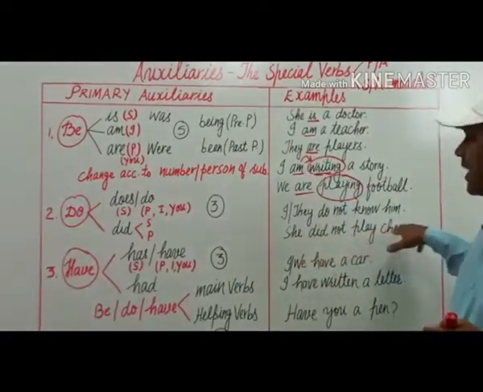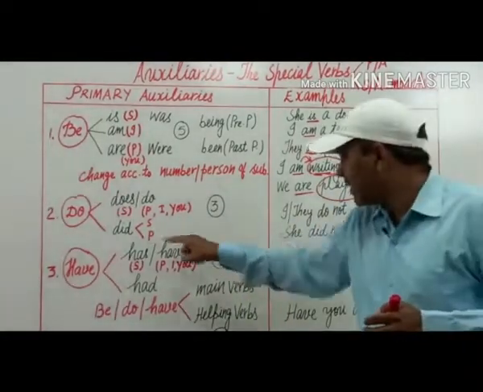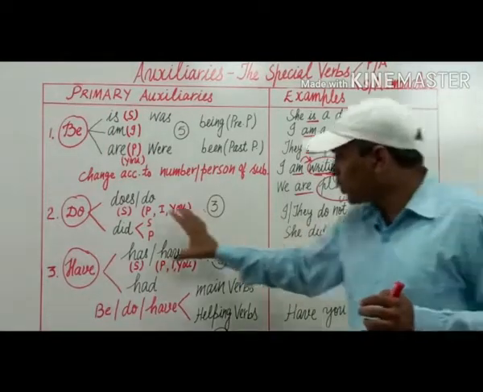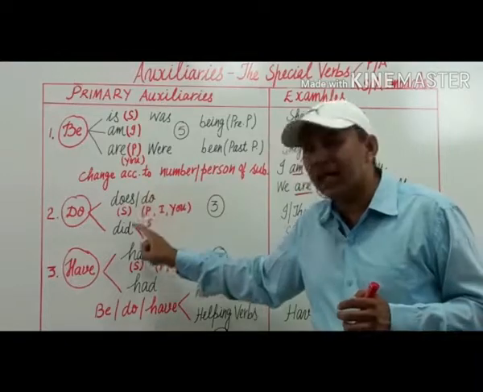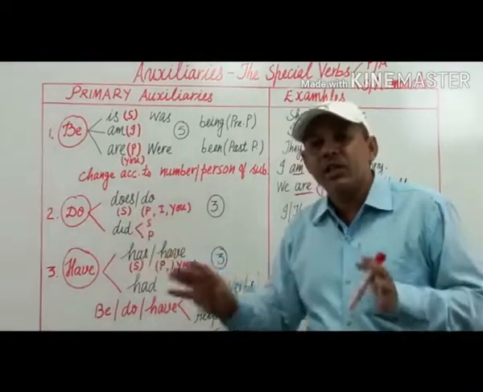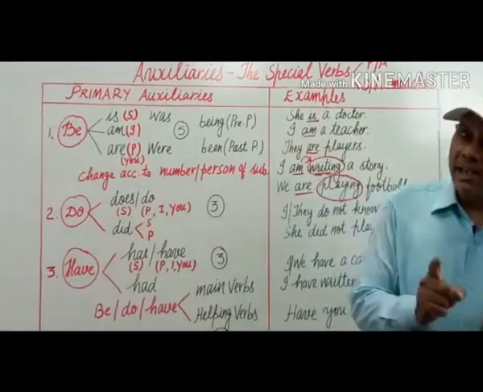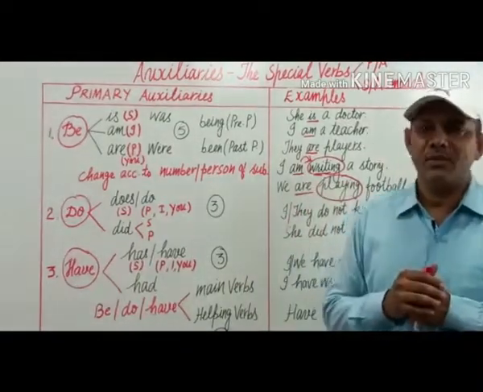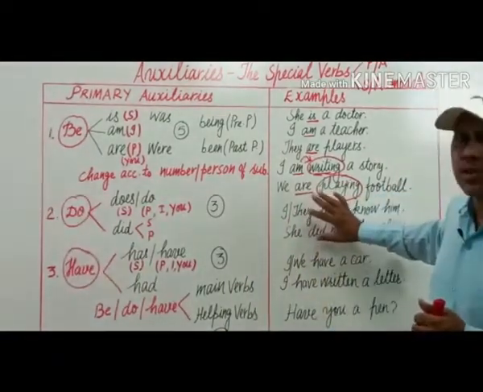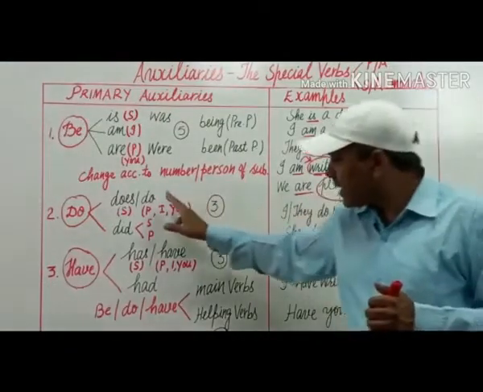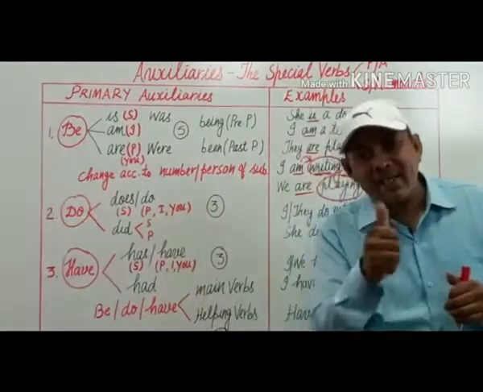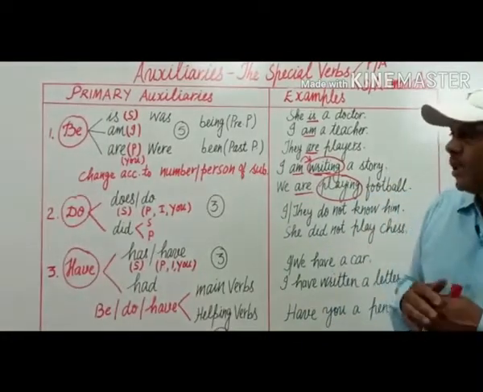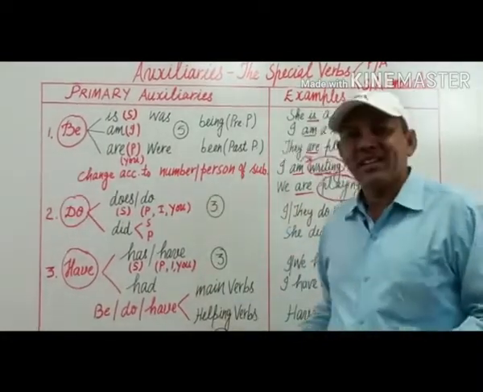She did not play chess. Did: simple past tense, negative. We use all the forms of do, does and did to make sentences negative or interrogative negative too. In this way they are used. This is also used to emphasize the statement. For example, please do come again.